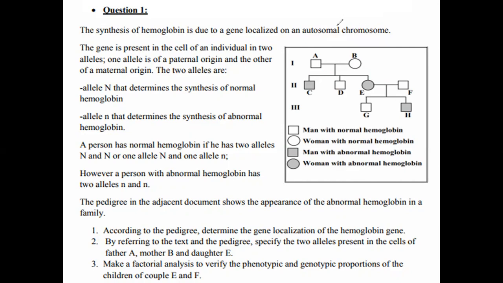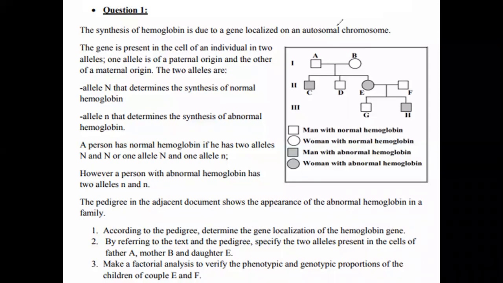So A and B are normal, but they gave birth to affected children, which are C and E. So the allele of the disease was masked in the parents. It's recessive with respect to the normal dominant allele. Already we have the symbols, and then we move on.